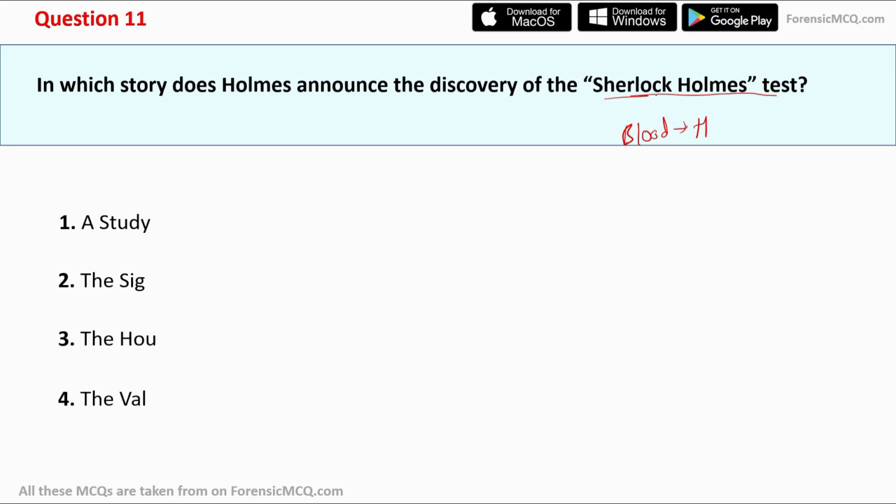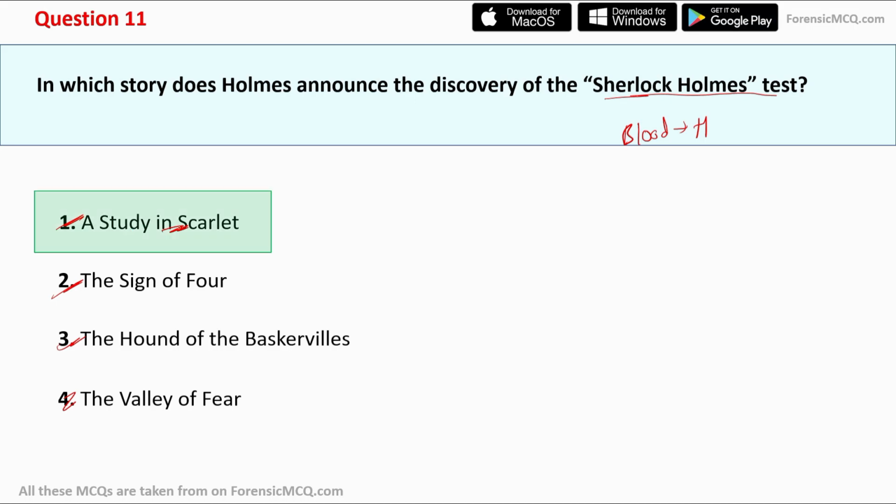Now let's take the options. First is A Study in Scarlet, the Sign of Four, the Hound of the Baskervilles, the Valley of Fear. You may know all four books featured Holmes, and A Study in Scarlet is the first book published by the author Conan Doyle, and it is also the first book that defined the Sherlock Holmes test. So the correct answer is A Study in Scarlet.